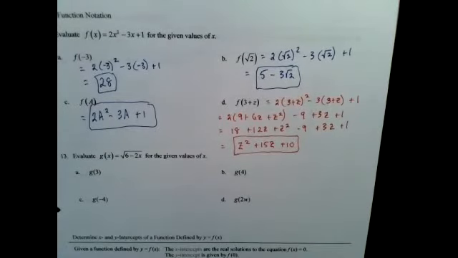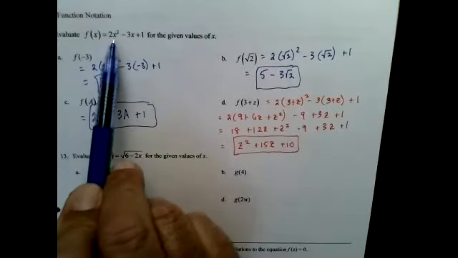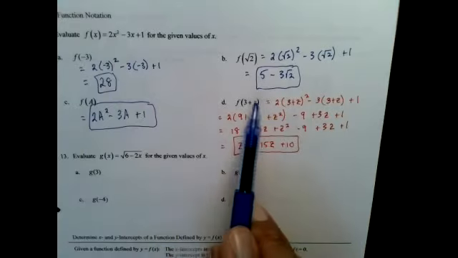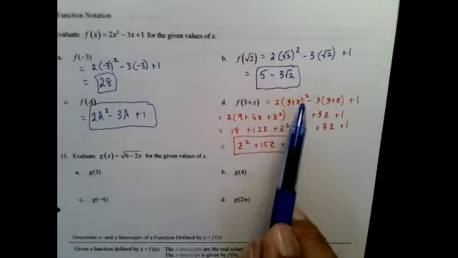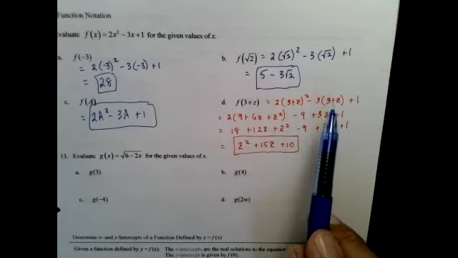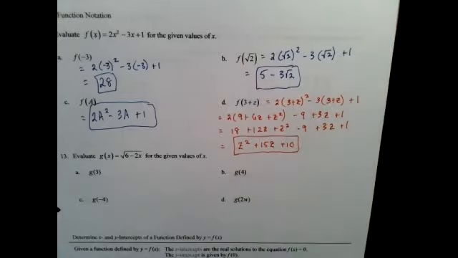Hopefully you got to D and you had a chance to work on it. Again, wherever there's an x, I'm taking it out and I'm going to put in 3 plus z. 2 times (3 plus z) squared minus 3 times (3 plus z) plus 1. I'm doing that substitution, and there's a whole bunch of work there. I end up with z squared plus 15z plus 10. I'm hoping somebody else got the same answer.